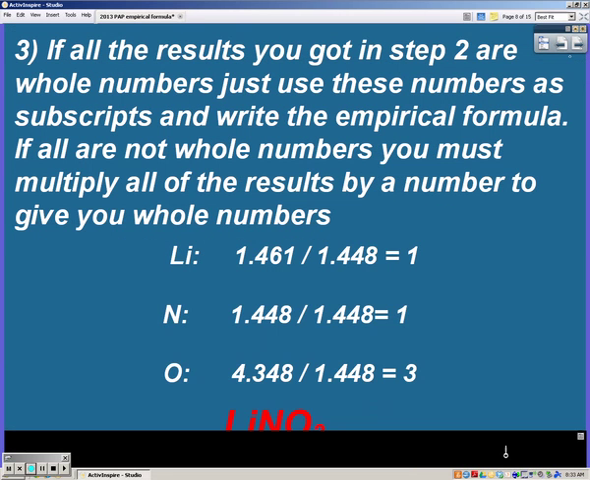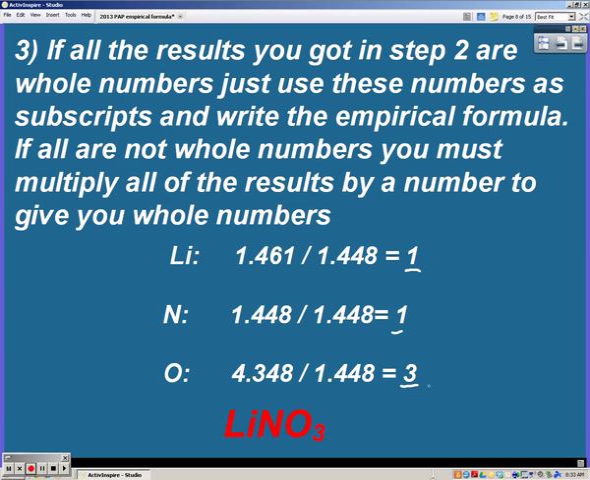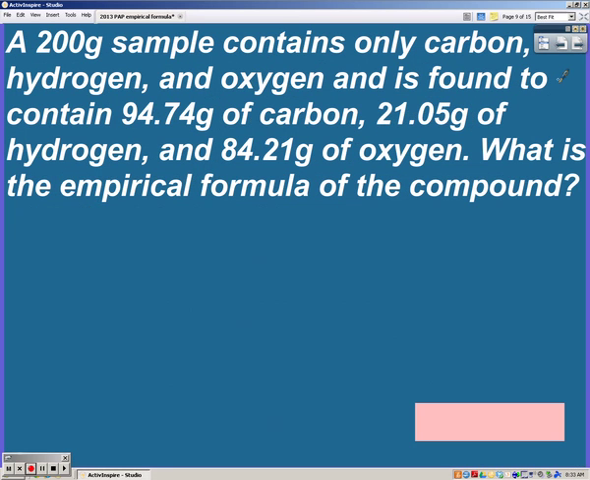Step 3 says, well, if you got all whole numbers, then those are your subscripts. And you just write your empirical formula. If you didn't get all whole numbers, then you're going to multiply to get a whole number, which we'll see in our next problem. So we get 1 lithium, 1 nitrogen, and 3 oxygens. So the steps were divide by molar mass, divide by smallest, multiply if necessary.